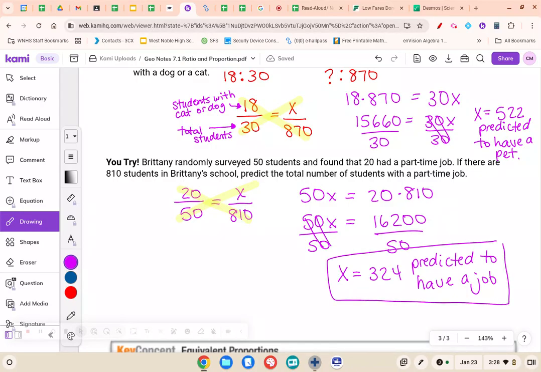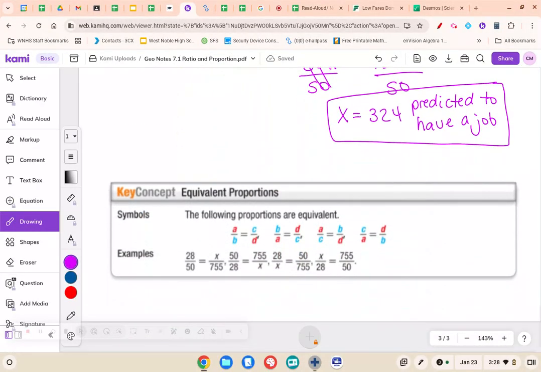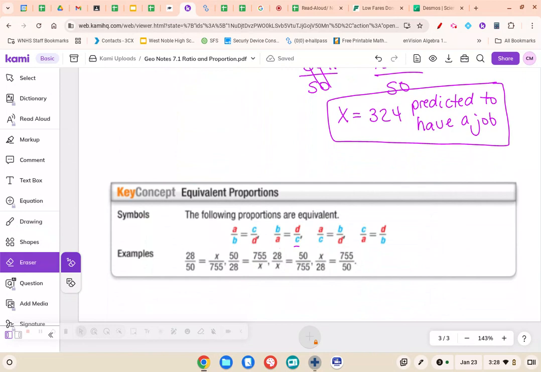Now, like I said, there are actually quite a few ways that you could set this up and still be correct, which is shown down here. Equivalent proportions. The following proportions are all equivalent. So you could have A over B equals C over D. You could flip-flop these and have B over A equals D over C. Notice they are both flip-flopped. You could switch. You could have A over C equals B over D. And you could have C over A equals D over B.